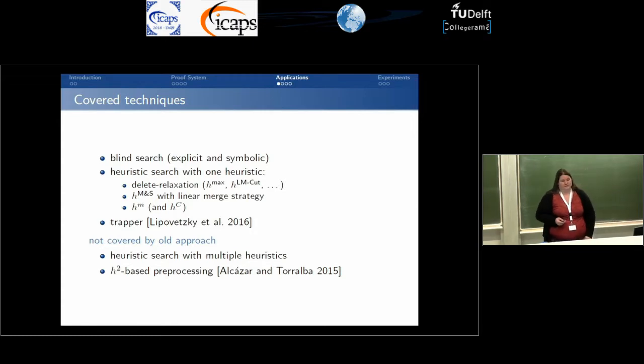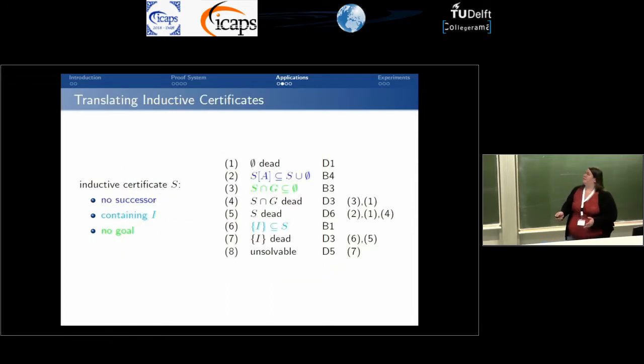In 2016. So these 3 things actually our old approach of inductive certificates could already cover, but now the next 2 points is something that we could not do with the old certificates. And that is, as I mentioned before already, heuristic search with multiple heuristics, because we did not have this composability before, and also the H2-based pre-processing, which Alcazar and Torralba introduced in 2015. So I will give 2 examples on how such a proof actually looks like. The first one is how we can translate inductive certificates into our new proof system.